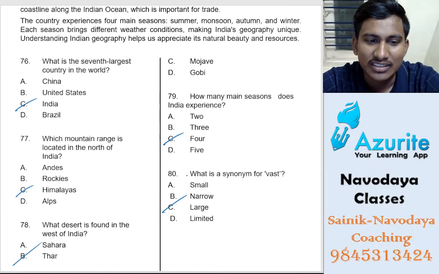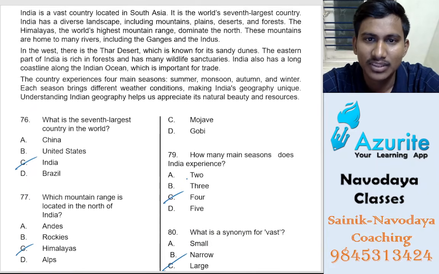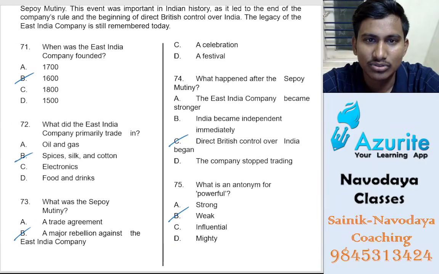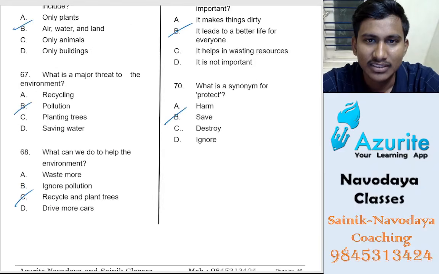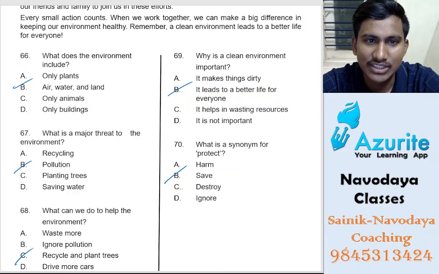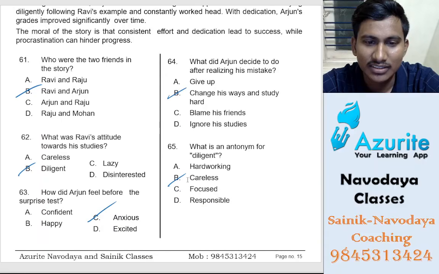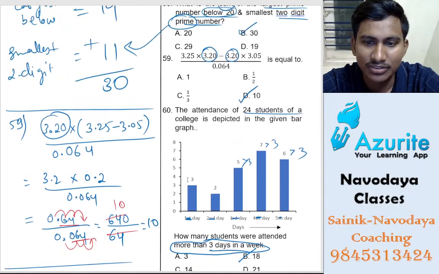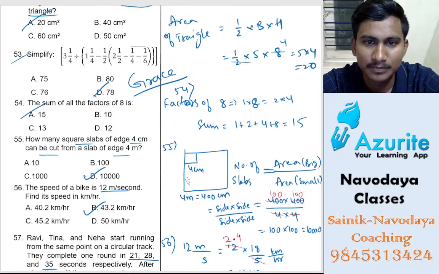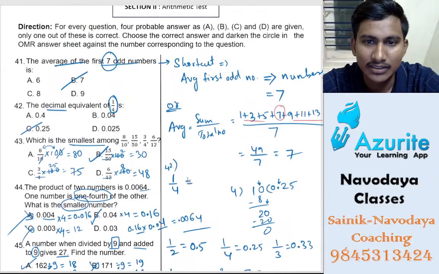So this is the answer for passage 4, and these are the answers for passage 3. These are the answers for passage 2. These are the answers for passage 1. And we already solved maths. Then let's go to mental ability.